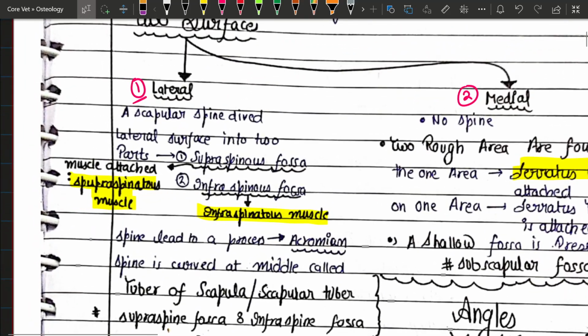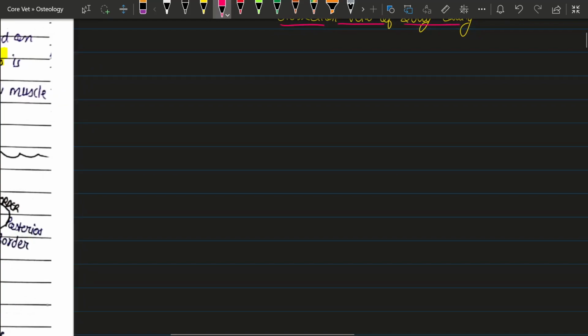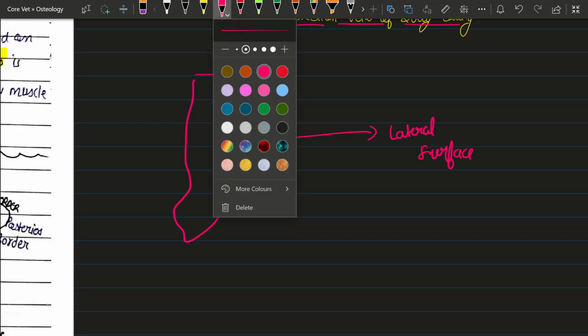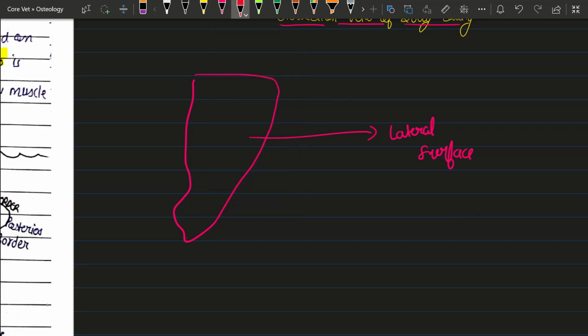So on the lateral surface, there is a scapular spine, which divides the lateral surface into two halves. What are they? The supraspinous fossa and the infraspinous fossa. How? Let me show you. Consider this to be a scapular bone, and this is the lateral surface. Now, there is a spine. This is the spine. This divides the lateral surface into two halves. You can see this is half one, this is half two.